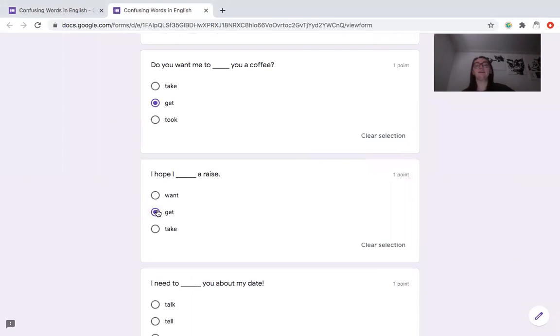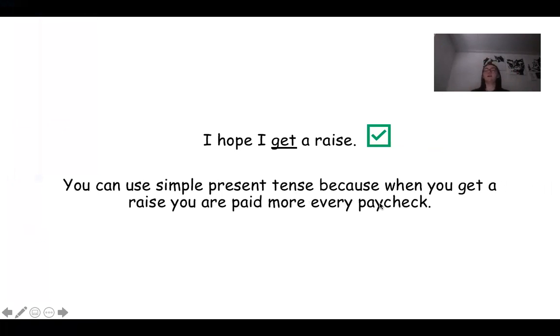I hope I get a raise. So this one, pretty simple. I hope I get a raise. You have to use get because it involves somebody giving you more money. You can't take a raise, right? Because that's stealing. You can't take a raise because when you take, it's something that you give to yourself without permission, right? Without asking anybody or paying for it or anything. So if you say get, it means that I am getting a raise, I get a raise, I got a raise, because somebody else is giving it to you. There's another person that's giving it to you.